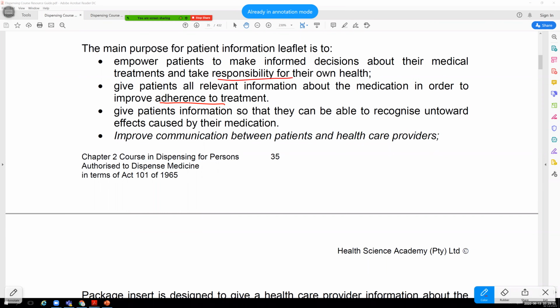We want them to be able to recognize if there might be problems, and also to improve communication between patients and healthcare providers. So that is very, very important.